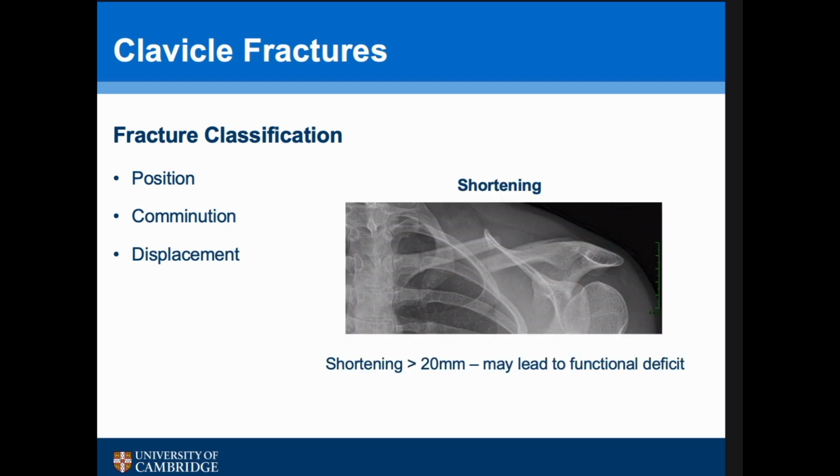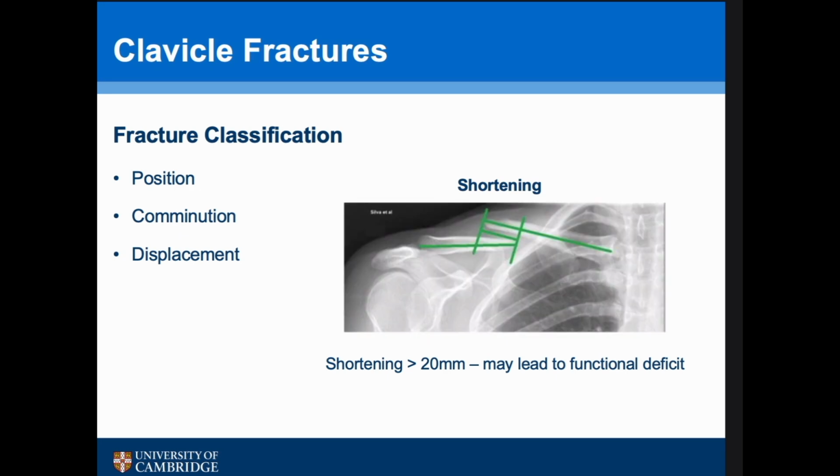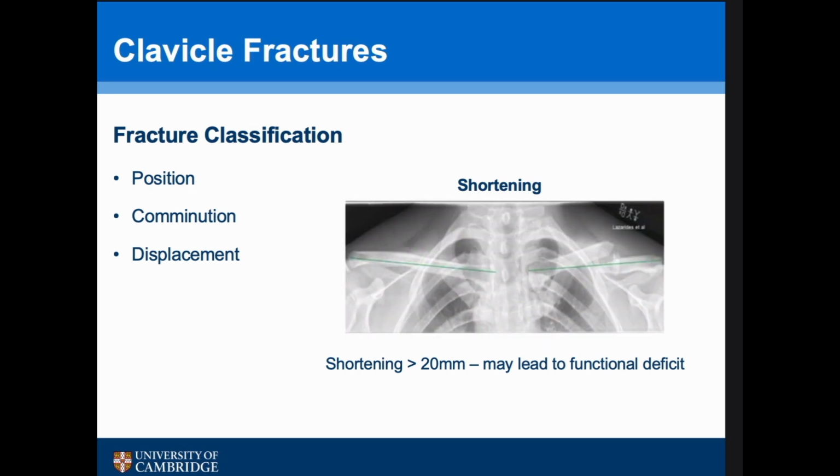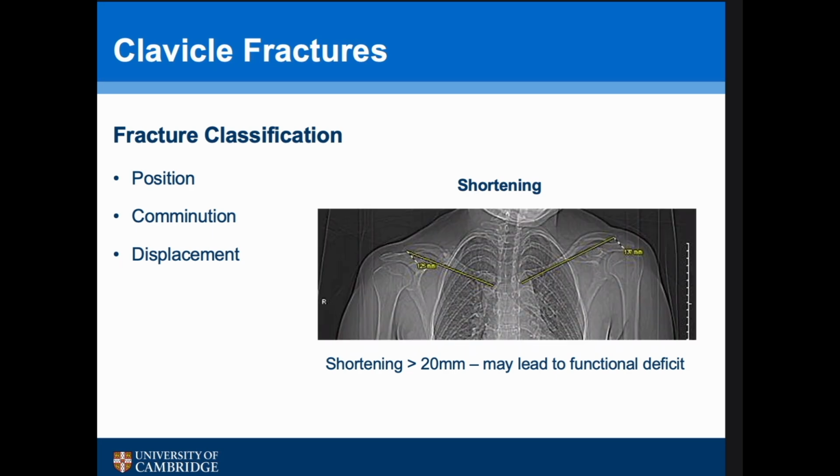Displacement, as a general rule, on plain x-rays we really look at shortening, and shortening greater than 20 millimeters may lead to functional deficit. There's not a lot of agreement as to exactly how we measure that shortening, so a number of different methods have been described. Some people like to look at both sides and to compare both sides. However, it's very difficult to truly make sure you've got an AP of both clavicles, so a more surefire way is to actually use a CT scan.